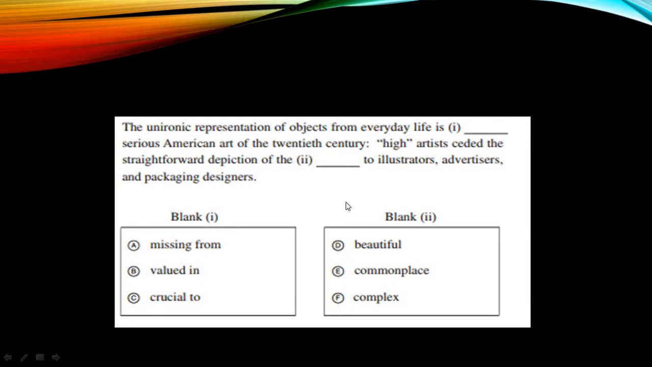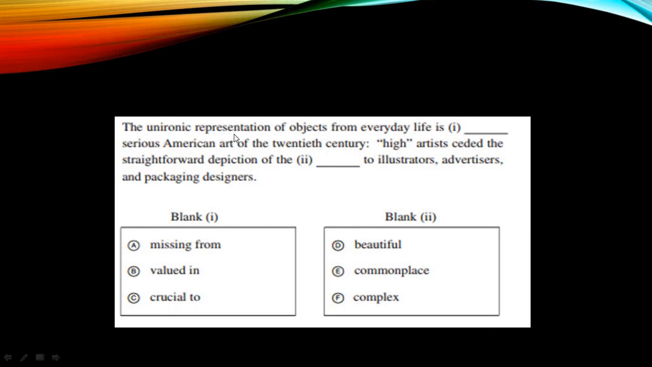Okay, now let's see. Objects from everyday life, beautiful? No, doesn't make much sense. Commonplace, objects from everyday life, perfect. Okay, complex, not at all. So straightforward depiction of the commonplace to illustrators, advertisers, and the packaging designers. Now the second part is quite clear. The high artists gave way or allowed the straightforward depiction of these common items to the illustrators, advertisers, and packaging designers. That is to say, they did not pay much heed, they did not pay much attention to these kind of commonplace, ubiquitous items or articles from everyday life.